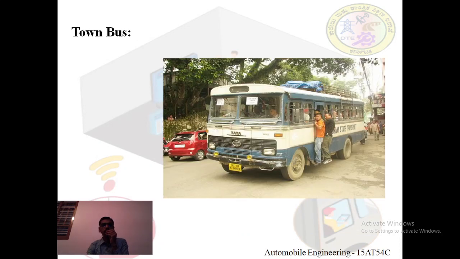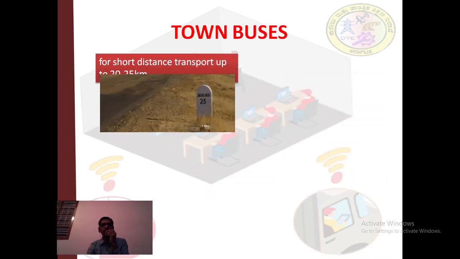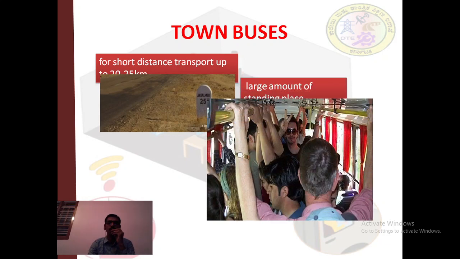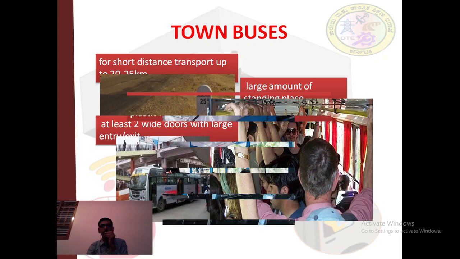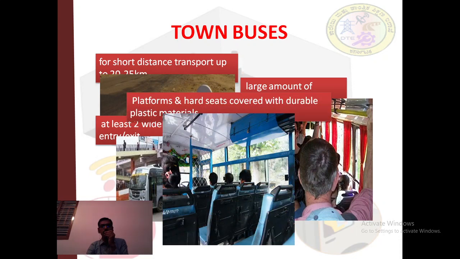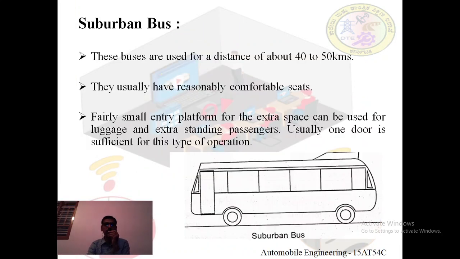You can see these real images of the town buses, how it is. The town buses for short distance up to 20-25 kilometers. Large amount of standing places in the town buses. At least 2 wide doors with large entry and exit platforms and hard seats covered with durable plastic materials.